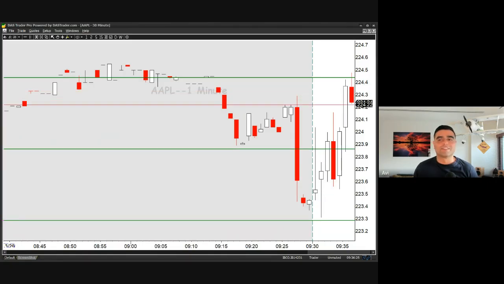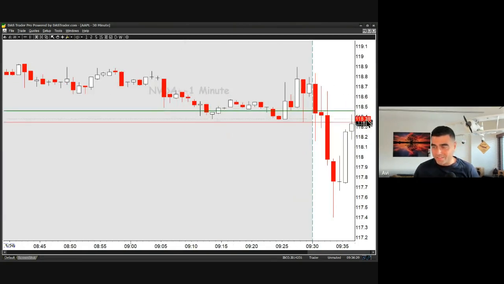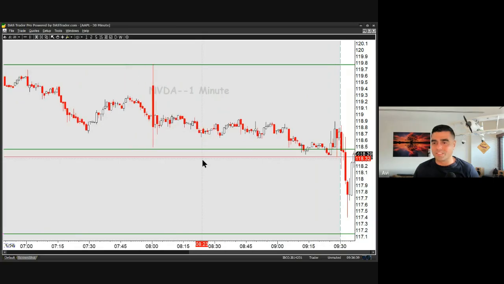Now NVIDIA, look at it. NVIDIA goes the other way. Maybe that long is on now, or is it a short? This is the tricky part about trading the fractal patterns the old way. Plan A, plan B, and you can take quite a few stops before you figure out which one's working.